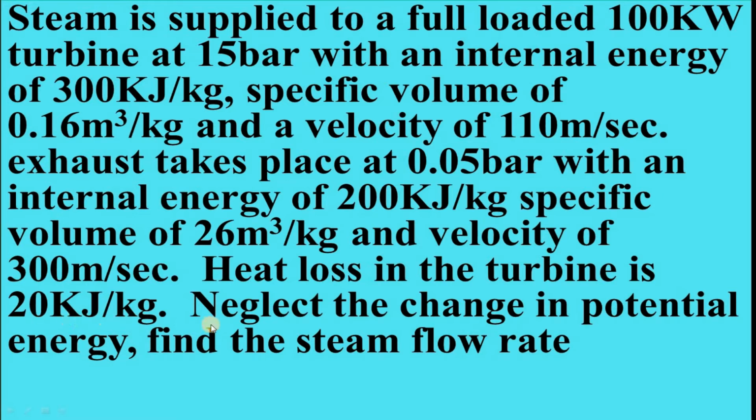In this question, they have given to neglect the change in potential energy. So change in potential energy is nothing but gz1 minus gz2. So we have to neglect this term gz1 minus gz2. That is, we have to consider gz1 minus gz2 is equal to 0. By using all these values, we have to find the value of steam flow rate, which means for every 1 second, how much mass of steam is flowing inside the turbine.